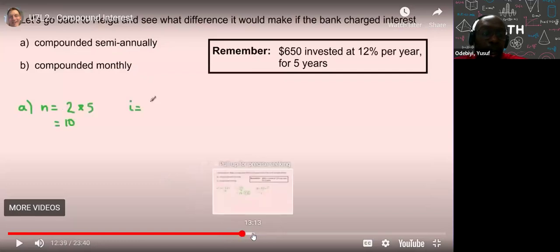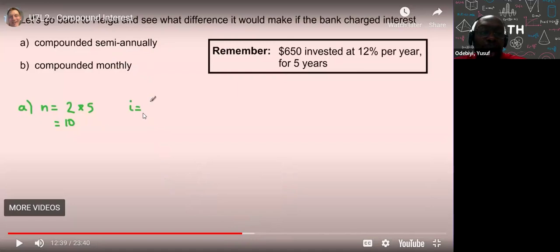Okay, so we're looking at A, compound semi-annually. I have 2 compounding periods per year. Okay, and we're looking at what, 5 years, right? It says 5 years. So 2 per year for 5 years gives you 10 compounding periods.